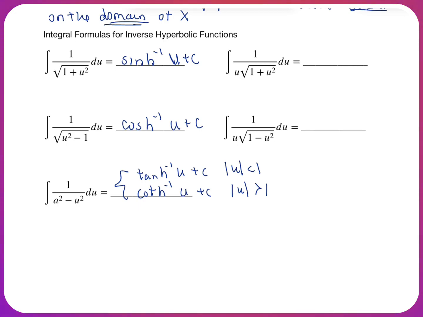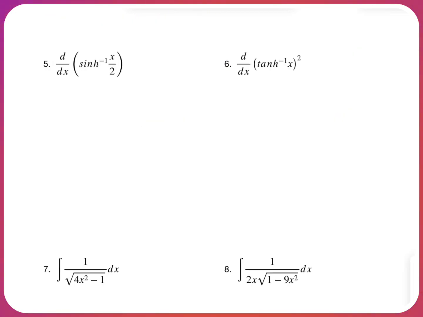If I see the pattern, the integral of 1 over u times the square root of 1 plus u squared du, it will be equal to negative the inverse of the hyperbolic cosecant of u plus c. If I see the integral of 1 over u times the square root of 1 minus u squared du, then I know that integral is equal to negative the inverse of the hyperbolic secant of the absolute value of u plus c. Okay, so let's do some practice problems.